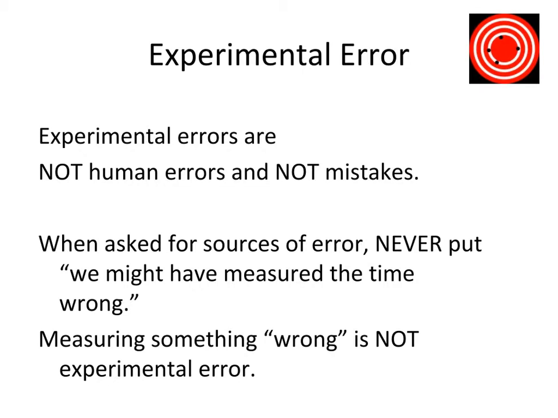When we talk about experimental errors, we are not talking about mistakes that people make. So we don't talk about human error. When we're asked for sources of error, we never put something like, we might have measured the time wrong, or we might have measured the distance wrong. Measuring something wrong is not experimental error. That's a mistake. And if you make a mistake when doing an experiment, then you just go back and repeat that part and you don't make the mistake the second time.